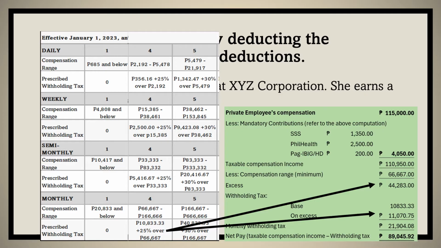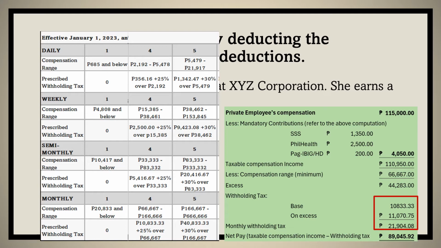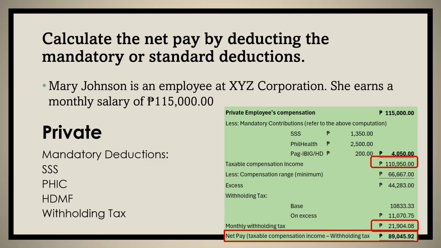Compute the prescribed tax amount based on the excess over the minimum compensation range. In this case, the calculation would be 44,283 multiplied by 25%, resulting in a tax amount of 11,070.75. Now, add the base tax amount and the tax amount on excess of minimum compensation range. To calculate the net pay for an employee in the private sector, subtract the total withholding tax from the taxable compensation range. In this case, the computation would be 110,950 minus 21,904, resulting in a net pay of 89,045.92 pesos.